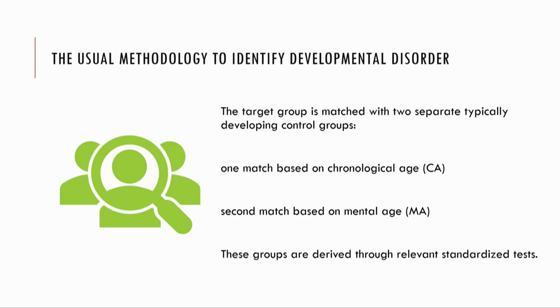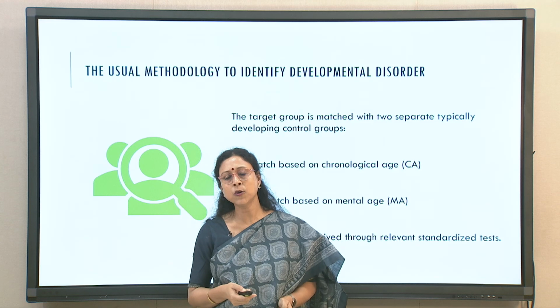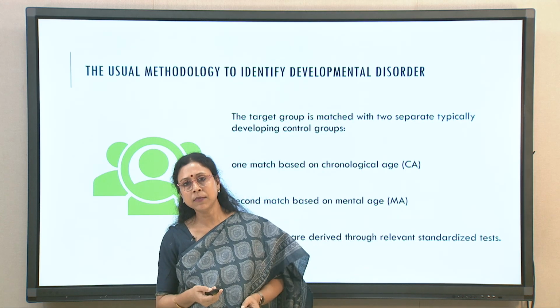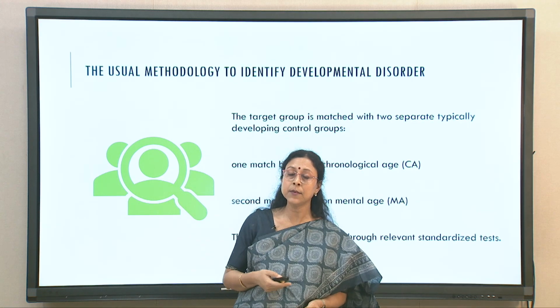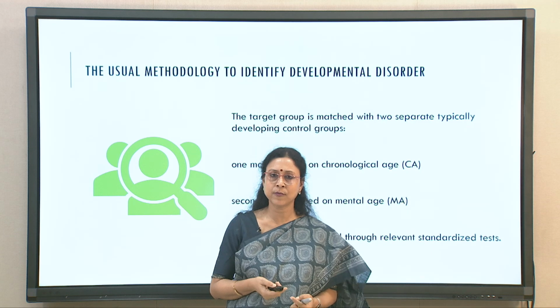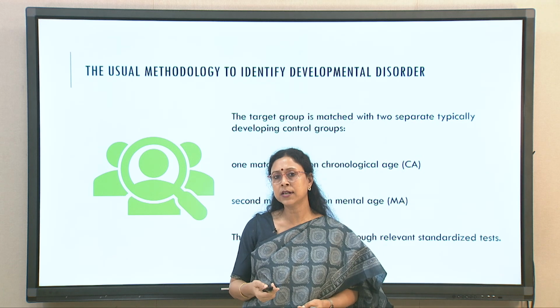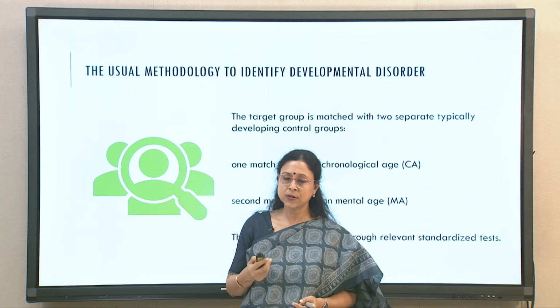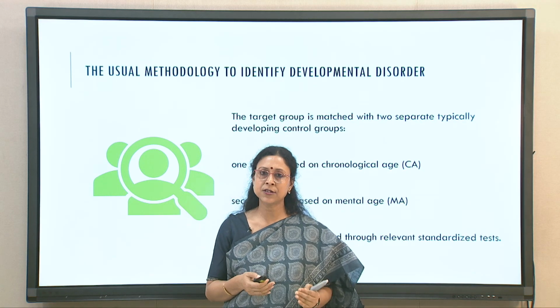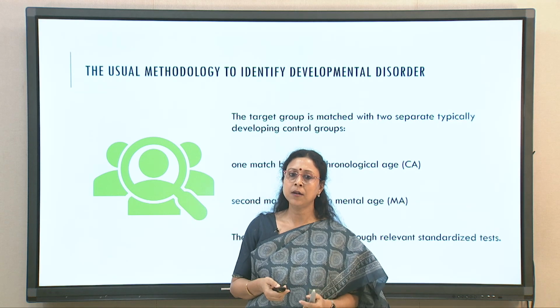So, they are the target group, and the target group will have two control groups. One group will be age matched, that is chronological age matched. When we talk about age, we talk about two kinds of age, the chronological age and the mental age. Chronological age might be 10, but mental age can be, let us say, 3 years. We have seen the case of Isabel, for example, who, when she was found, had the mental age of a very small child. So, mental age and chronological age may not always go together. That is why this is used for diagnostic purposes. One batch will be matched on chronological age, another batch on mental age.